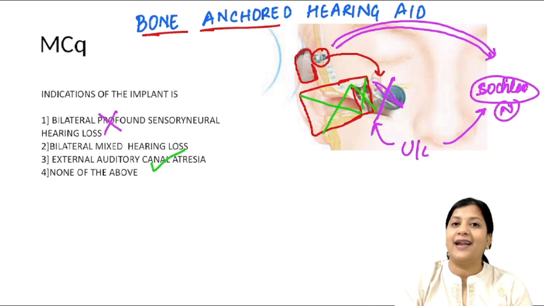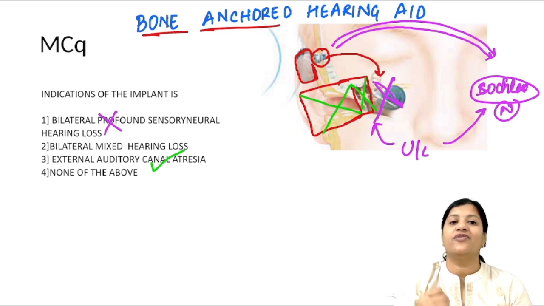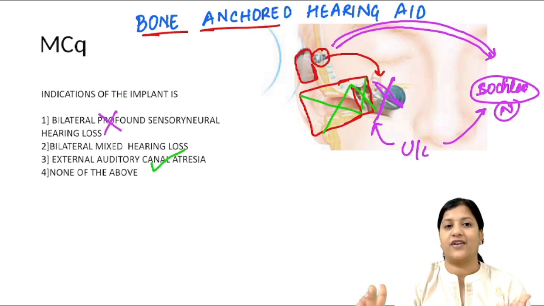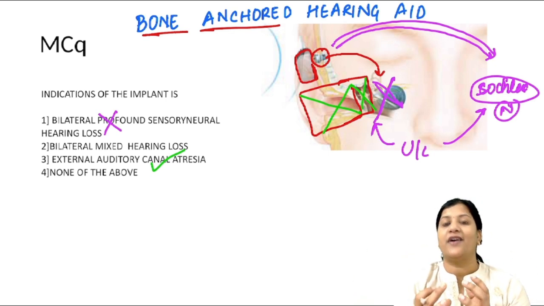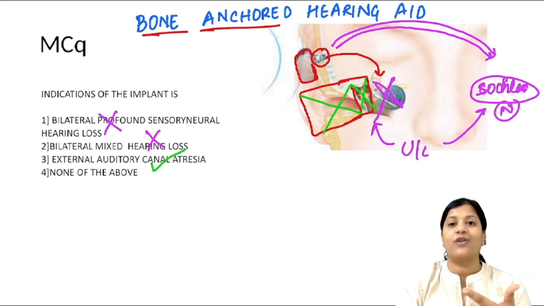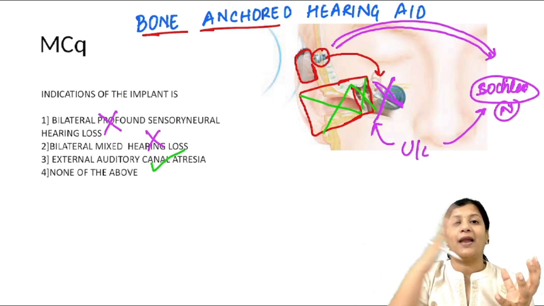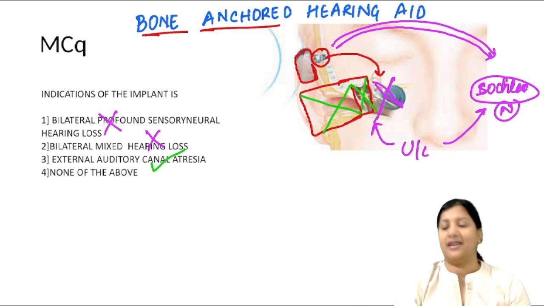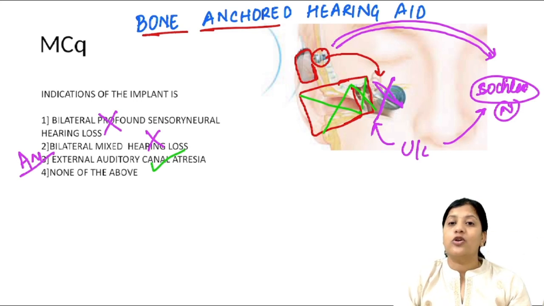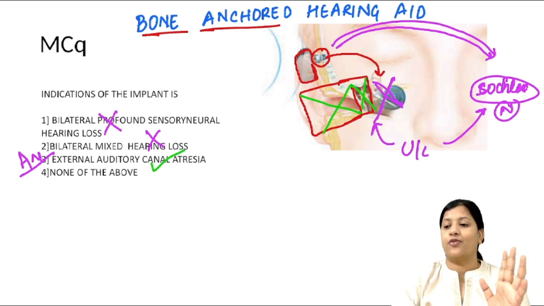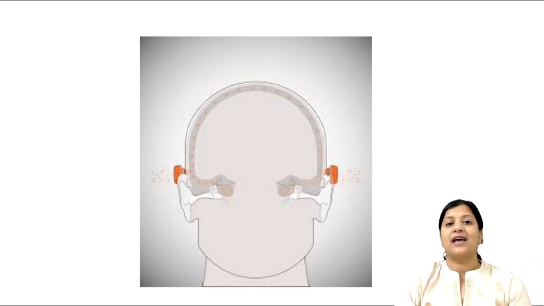Can it be used for bilateral mixed hearing loss? Again, the indication for bilateral mixed hearing loss is very limited because the cochlea on both sides are dysfunctional. At least one cochlea has to be functional for a Baha to work. So you cannot use it for bilateral mixed loss, but can you use it for external ear pathologies, middle ear pathologies? Of course, yes, because the sound is bypassing the external ear and middle ear and going to the inner ear. So the answer is external auditory canal atresia. It can also be used for unilateral profound sensory neural hearing loss, but not for bilateral profound sensory neural hearing loss. So this is how a Baha functions.